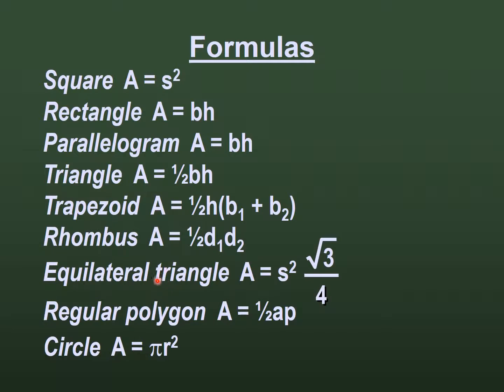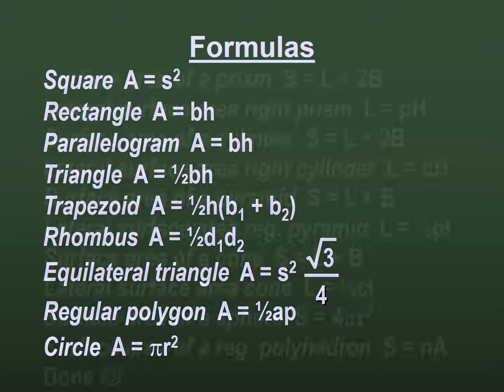And then we had a formula for the equilateral triangle, which we actually used in this lesson, and that was S squared times the square root of 3 over 4, where S is one of the sides or one of the edges. Then we have the formula for a regular polygon, which was 1/2 a times p, where a was the apothem and p was the perimeter. And then we found the area of a circle, which was pi r squared, where r was the radius.